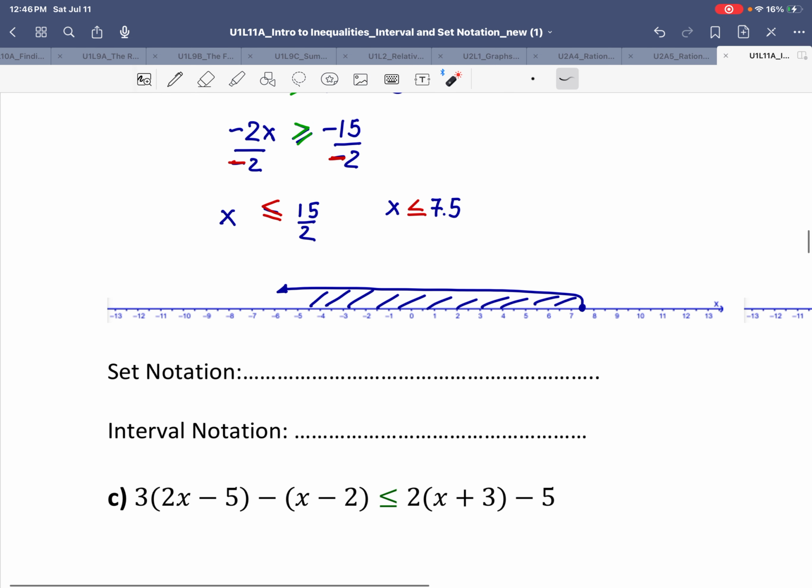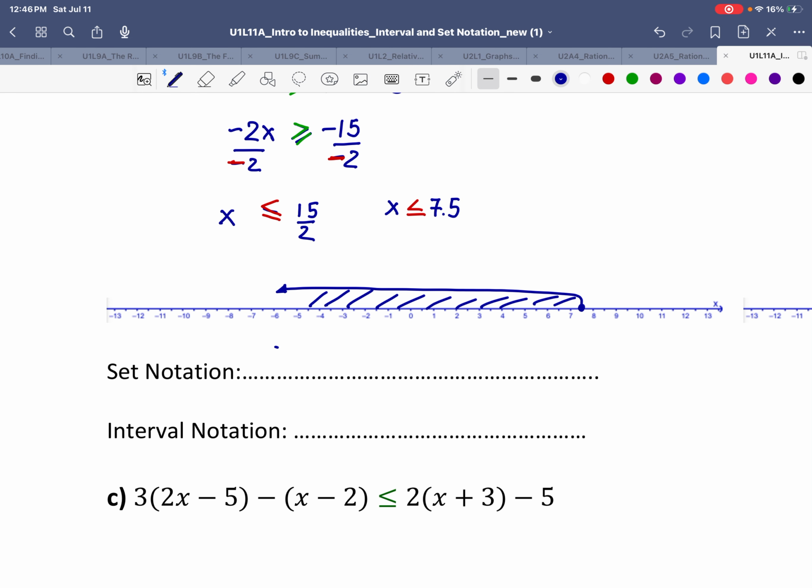So when you write the answer in set notation, then we're going to say that x can be any real number or belongs to the set of real numbers such that, and that is this slash line in here, and the only number that we have in here, the only boundary we have is 7.5. So we are comparing x by 7.5 only. And we have the inequality right here, the solution. That will be part of our solution in the set notation.